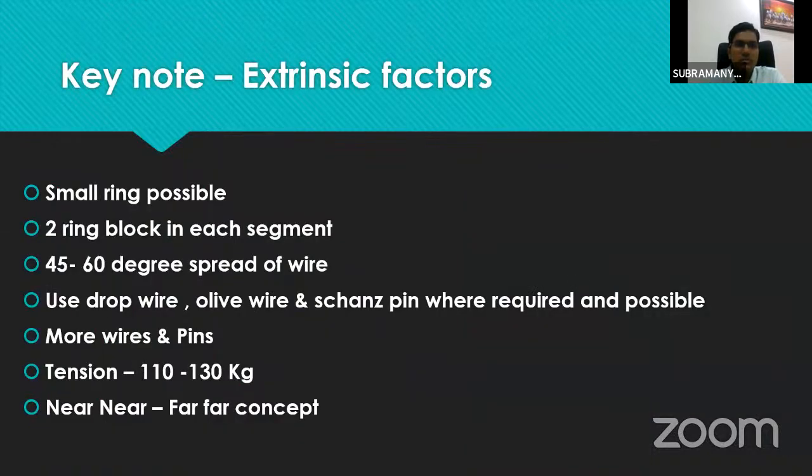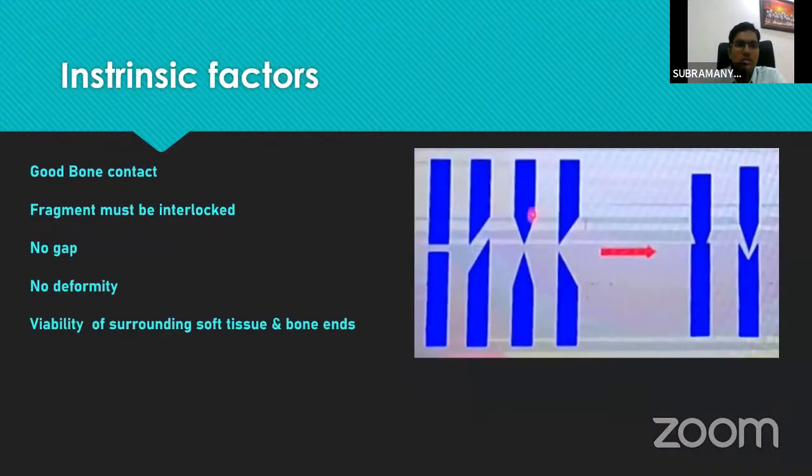So the key note for this presentation will be try to use the required size of correct ring and 2 ring blocks in each fragment, at least 45 to 60 degrees of crossing angle. Ideal tension will be around 110 to 130. So the intrinsic factors will be to provide a good bone contact.